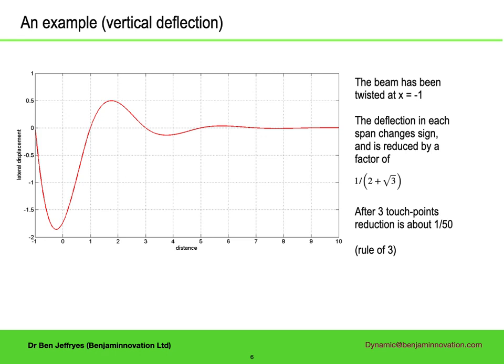Let's look at an example. In this example, the beam has been pivoted at a touch point, x equals -1, leading to a large deflection close to x equals 0. The deflection profile in the next section is reduced by a factor of 2 plus √3 and is of the opposite sign. After 3 touch points, the amplitude is down by a factor of about 50. In general law about steering, there is the rule of 3, which is that whatever happens more than 3 touch points away from the bit doesn't affect steering, and this is the theoretical justification.